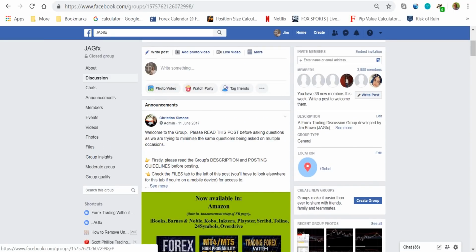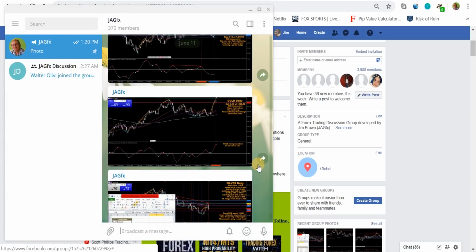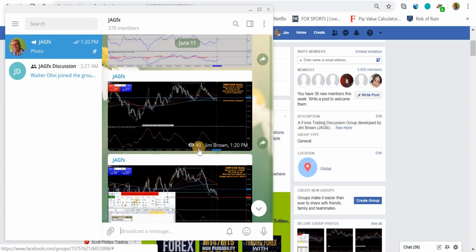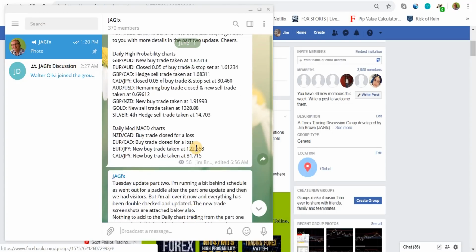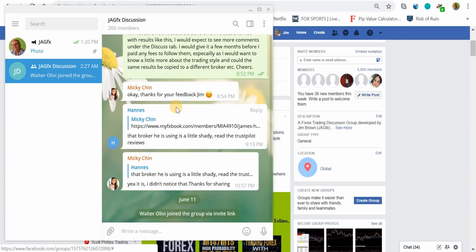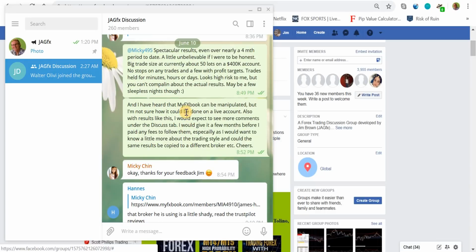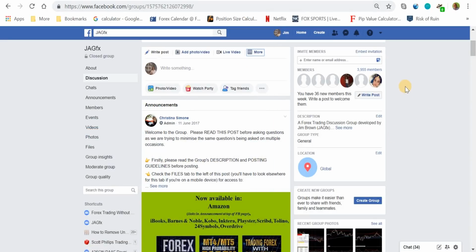And the Telegram, we go to the Telegram. I've got the main discussion where I post basically what I just post on Facebook every day. So there's all the trades from this morning and the spiel that goes with them. No one else can post in that part, but you can post in the JAGfx discussion. I'm happy to answer questions, and people have a bit of a chat in there. It's a little bit different to Facebook. I understand why some people don't like Facebook. Happy to do both. Just a matter of me copying, pasting, and monitoring.